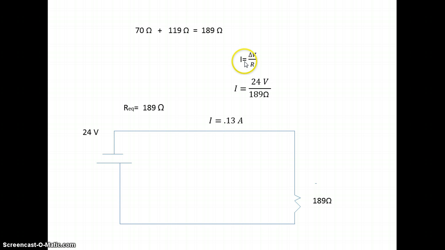To find the total current, the formula is delta V over R. So we know that the battery is 24 volts, which is the numerator, and our total resistance is 189 ohms, which is the denominator. So we do 24 over 189, and that gets us our total current of 0.13 amperes.